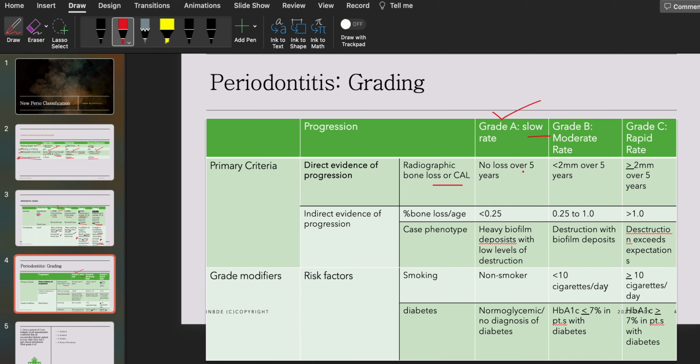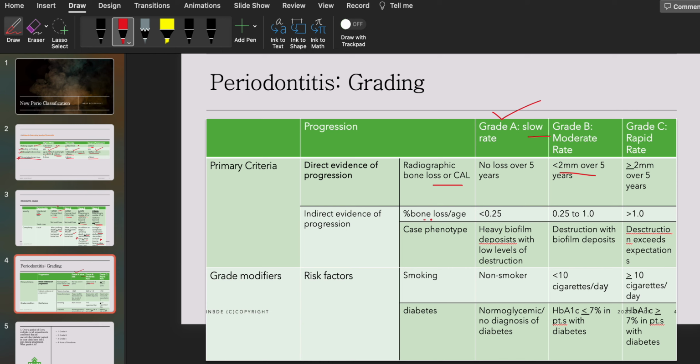For grade A, there is going to be no bone loss over 5 years. For grade B, it will be less than 2 millimeters over 5 years, and in grade C, there is going to be more than or equal to 2 millimeters over 5 years. Now, indirect evidence of progression is percentage of bone loss versus age.